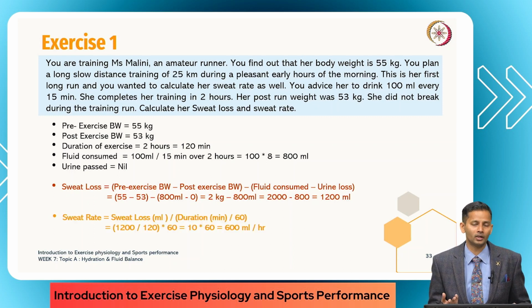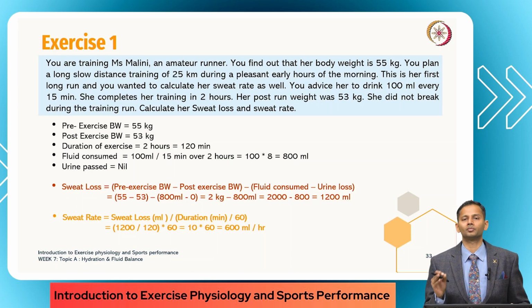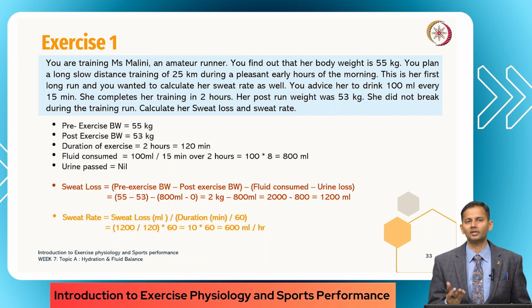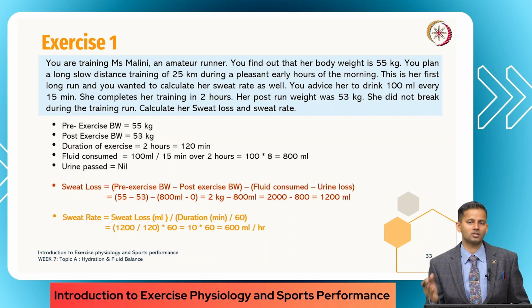How do you calculate sweat rate? So divide this by the total duration, so 120 minutes. That will give you 600 ml per hour. So the individual has lost 600 ml per hour, and that's the sweat rate. So over 2 hours she has lost 600 ml, and good that you have also replenished some amount of fluid.